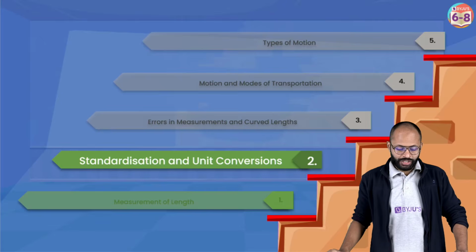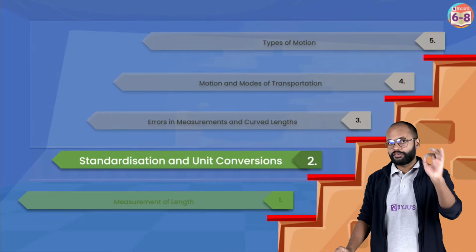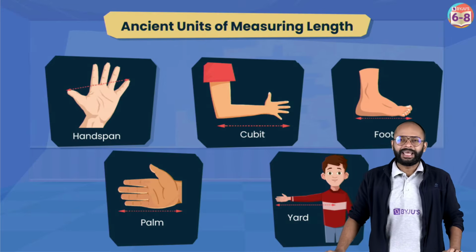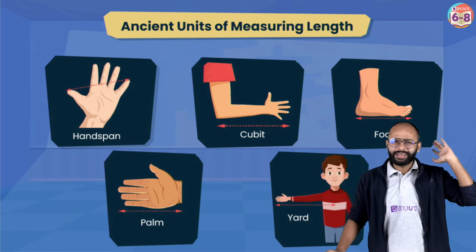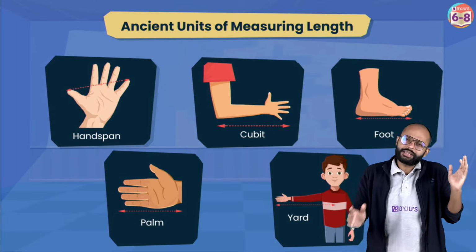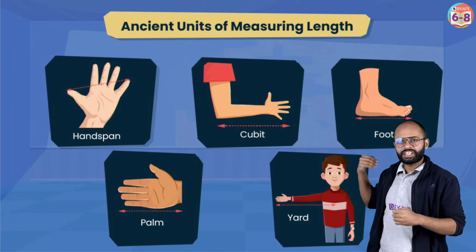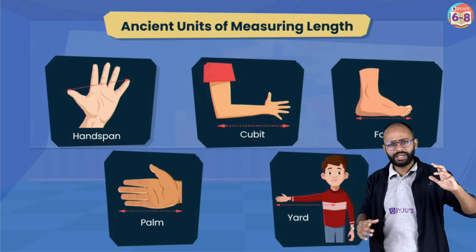Next is standardization and unit conversion. Very, very important. बहुत direct question आता है इससे. क्या? पहली चीज है, in old times, what did we use? क्या हमेशा से सेंटीमीटर मीटर हुआ करते थे? नहीं, ऐसा नहीं है. It's not like this that from ancient times we're using centimeters, meters, right? We were not using it.